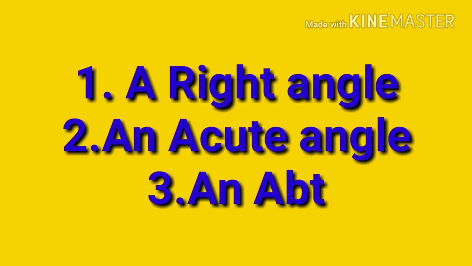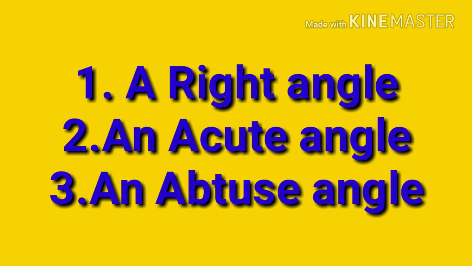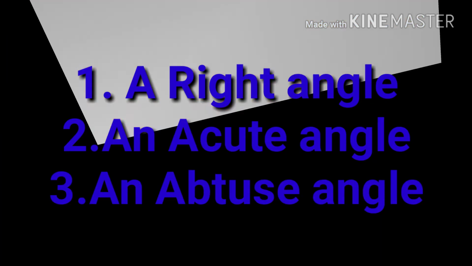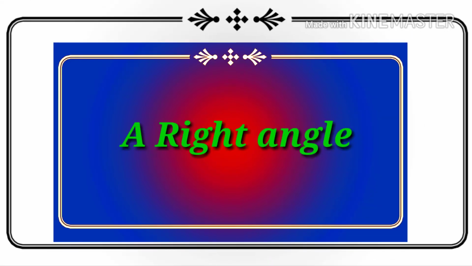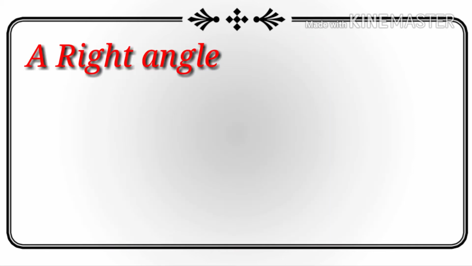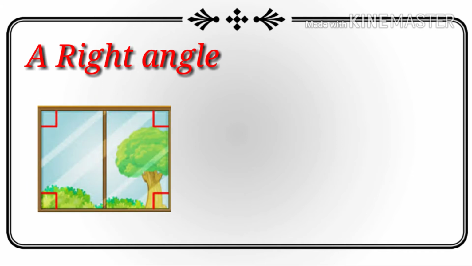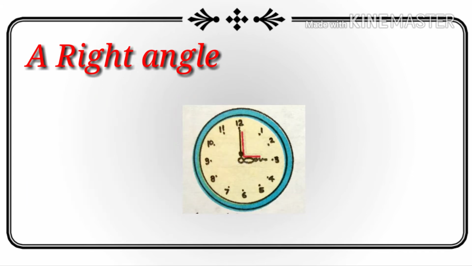There are three types of an angle. First, a right angle. Second, an acute angle. Third, an obtuse angle. First of all, we see the information about right angle. A right angle is an angle that measures exactly 90 degrees. Examples of right angle: window, clock and stairs.